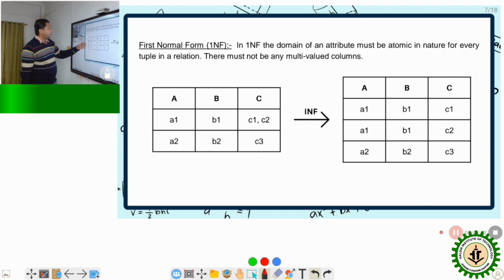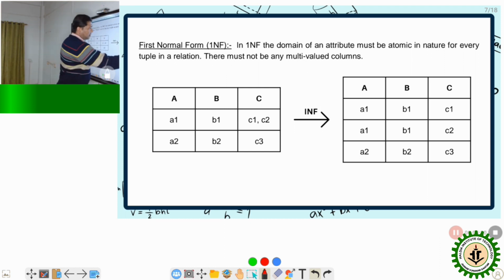So here is an example where I can show you that this is the unnormalized form which consists of repeating group C1 and C2, and after applying the first normal form, every attribute must contain the atomic value. So C1 and C2 are separated into different rows.